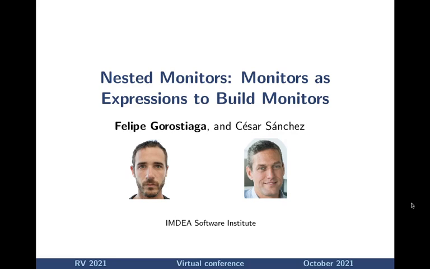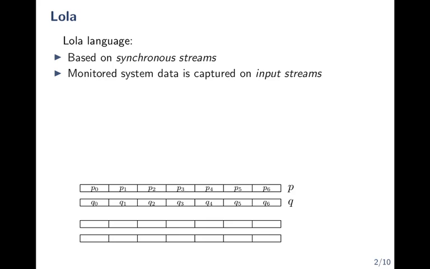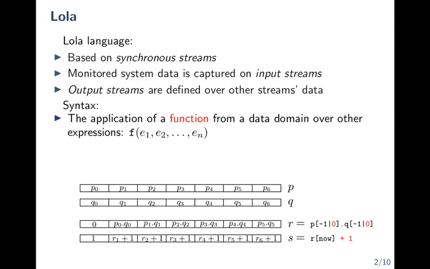Lola is a stream runtime verification language based on synchronous streams, which are potentially infinite sequences of values. Monitor data is captured on input streams, and output streams are defined over other streams' data with a concise syntax. The defining expressions of an output stream can be either the application of a function from a data domain over other expressions, or a stream access, where v is a stream, j is an integer constant, and d is the default value to use when the access refers to an index outside of the trace. When j is 0, we can drop the default value and use v now instead. We consider constants to be a special case of functions, those with arity of 0.